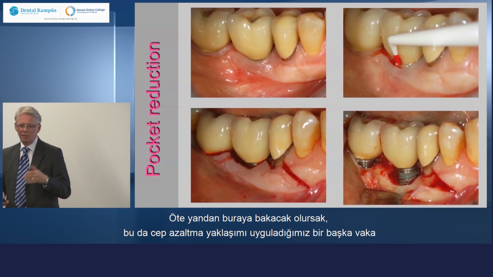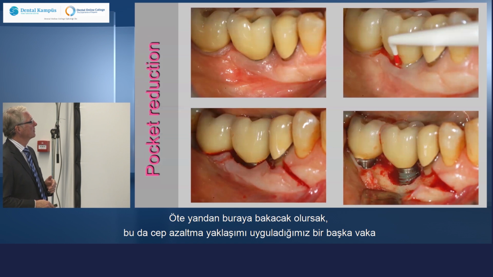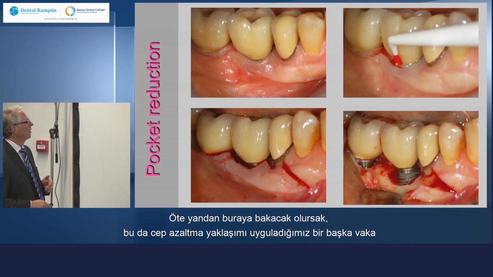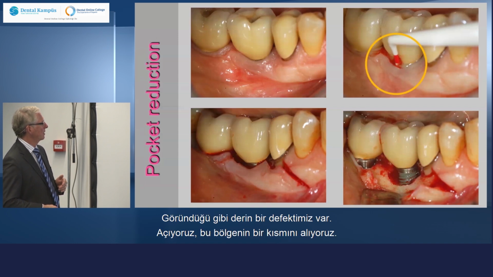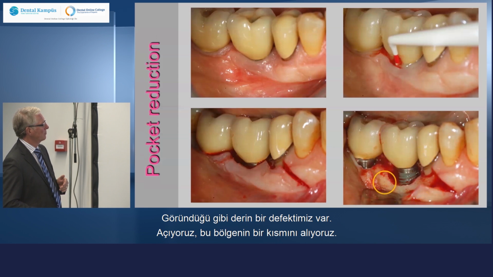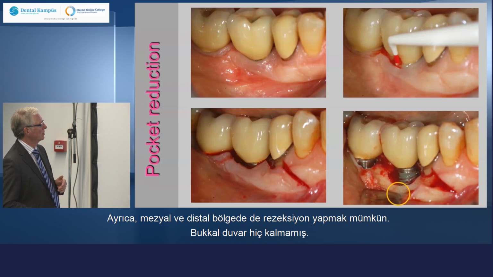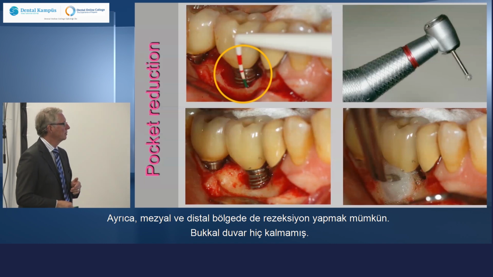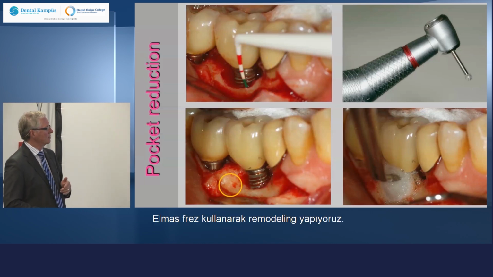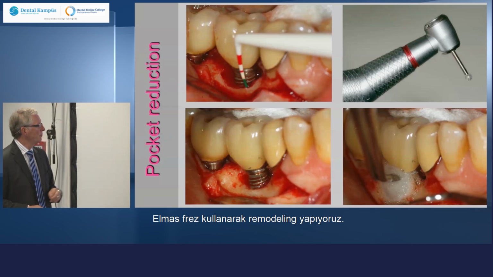On the contrary, if we now look here, this is another situation where we are also using a pocket reduction approach. We have a deep defect like this. We open up and we can take a little bit off here, but on the mesial it's also possible to do some resection. There is no buccal wall at all. So we make some type of remodeling using just a diamond burr.